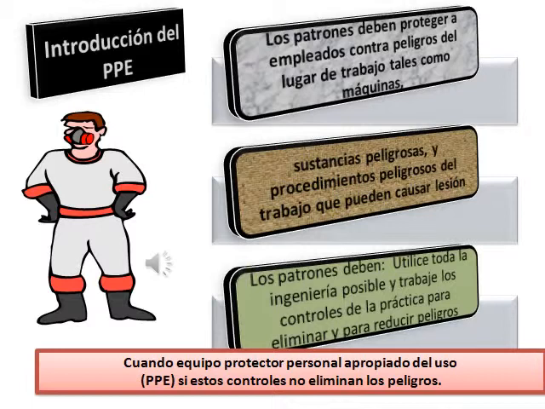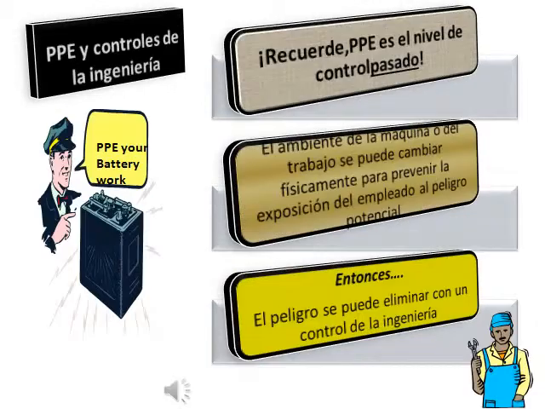Employers must protect employees from workplace hazards such as machines, hazardous substances, and dangerous work procedures that can cause injury. Employers must use all feasible engineering and work practice controls first to eliminate and reduce the hazards. Then, appropriate personal protective equipment is needed in the event that those controls don't eliminate the hazards. Remember, PPE is the last level of control.